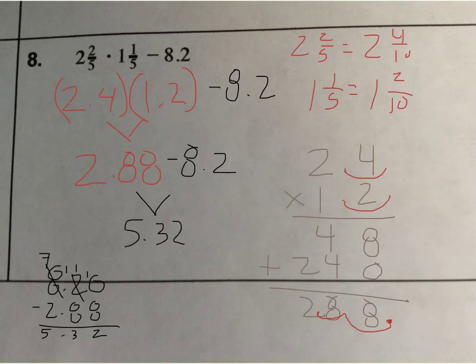However, since I know that I'm subtracting by a larger number, my answer is going to be negative. So my final solution for number 8 is negative 5 32/100, or negative 5.32. If you're having trouble with being able to subtract your integers with each other, make sure that you go back to our combining and subtracting our integers videos, which we did early in the year.